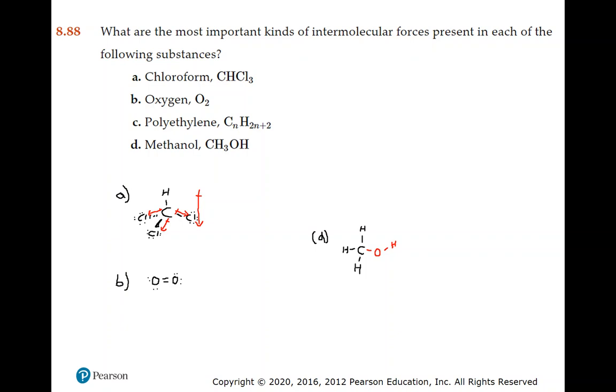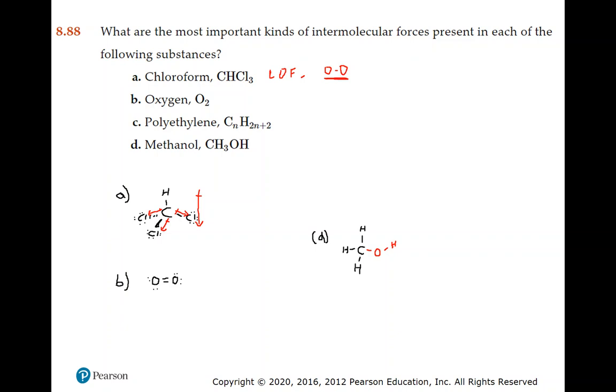Everything has London dispersion forces, and there's not going to be any hydrogen bonding here because we do have a hydrogen, but it's attached to a carbon, which is not nitrogen, oxygen, or fluorine. So for chloroform, we're going to have London dispersion forces, LDFs, and we're going to have dipole-dipole interactions, and London dispersion forces tend to be weaker than other types of intermolecular forces, so the dipole-dipole interactions will probably be the strongest.